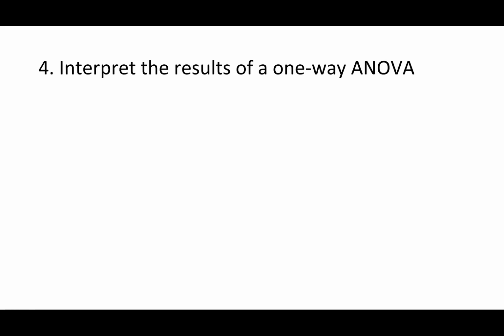Step 1 is to write hypotheses and check assumptions. The null hypothesis is that all population means are equal. I'll write this as mu for beer equals mu for water and mu for wine. The alternative hypothesis is that at least one pair of population means is not equal. I write this as at least one mu sub i does not equal mu sub j, where i and j are interchangeable labels for any of these three groups.